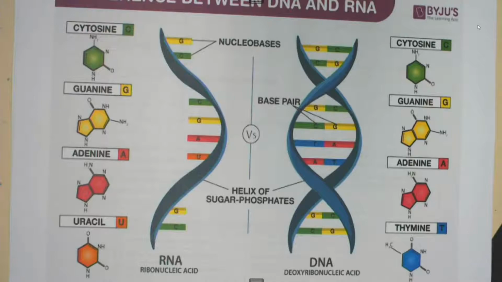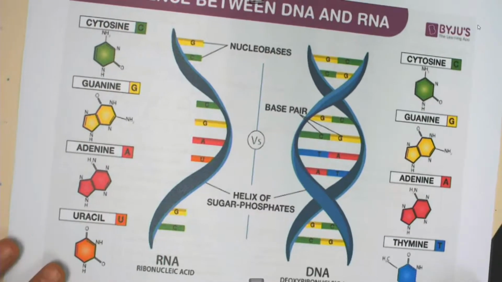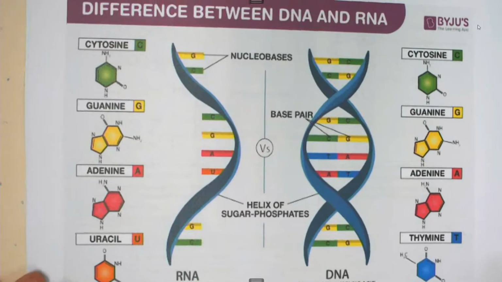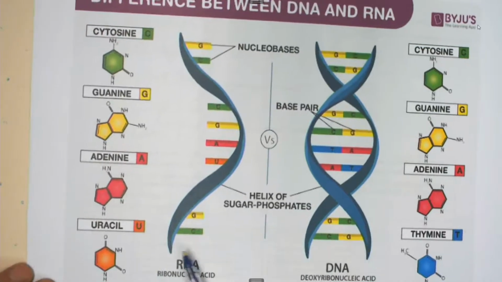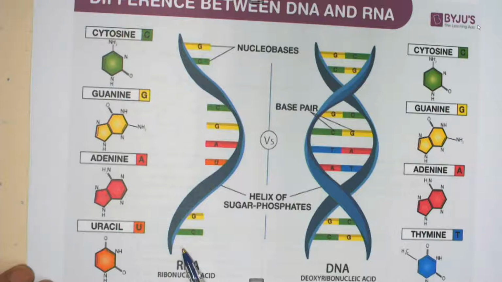All right, now let's have a look at the differences between DNA and RNA. Nicely colored picture. Okay, first of all, when you look at the picture, you can see it immediately. The DNA is double-stranded and the RNA is single-stranded. Normally, that's the first thing that learners mention.